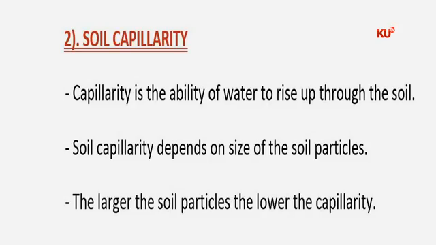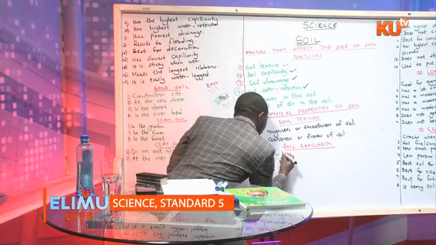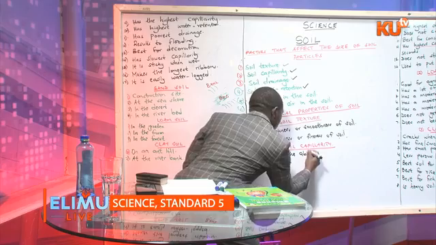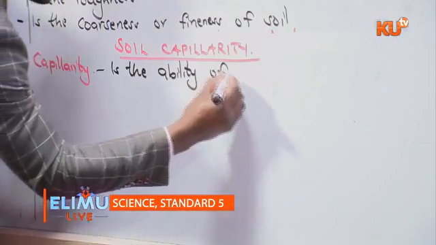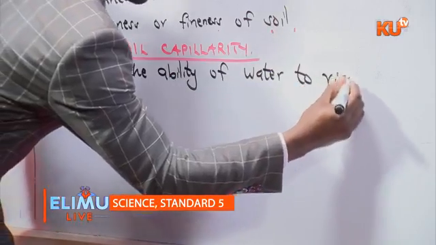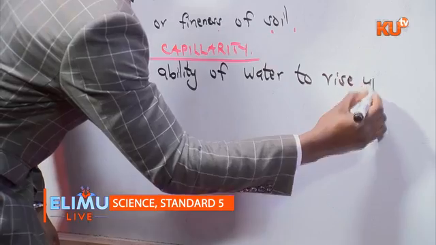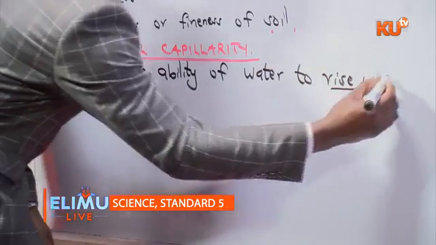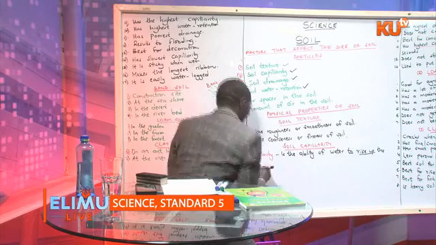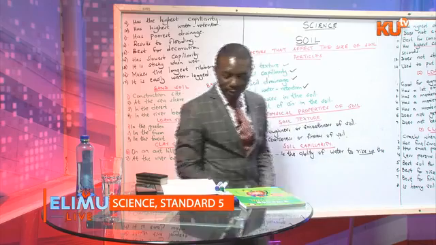Capillarity is the ability of water to rise up the soil. My teacher of English told me if I use rise, I'm not supposed to use the word up, but in science I can use it to rise up the soil. So I will disobey him a little bit. So capillarity is the ability of water to rise up the soil.